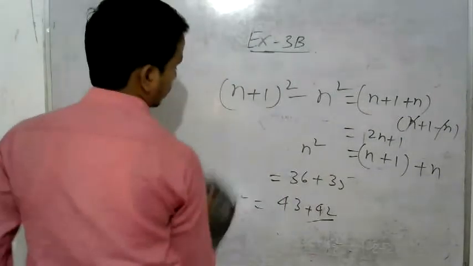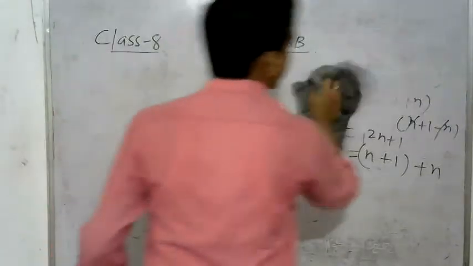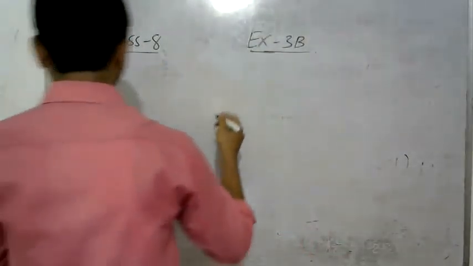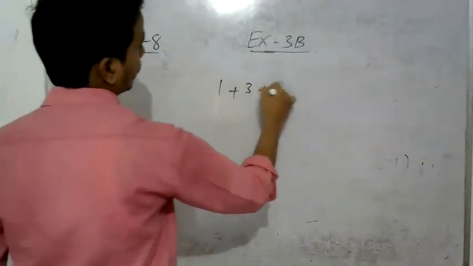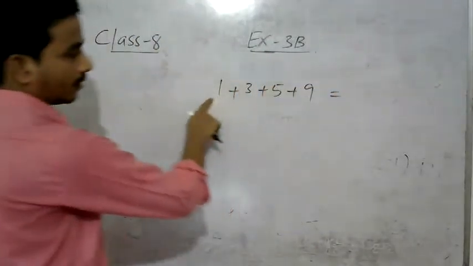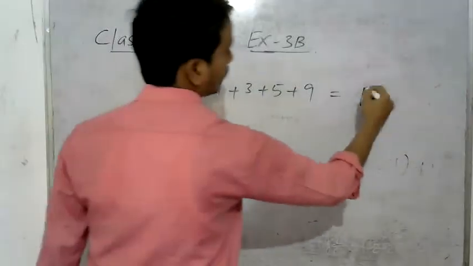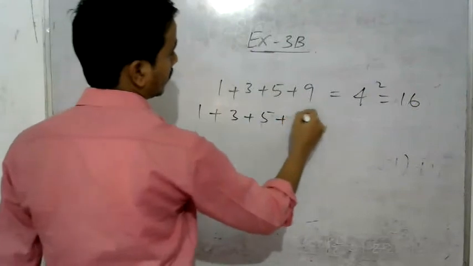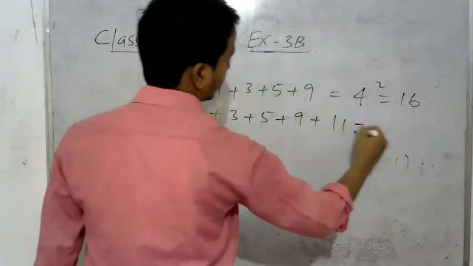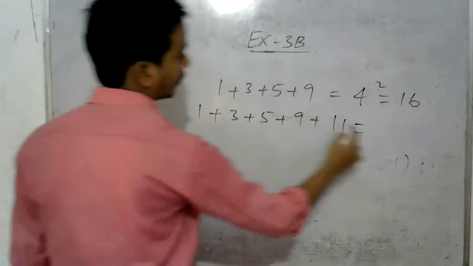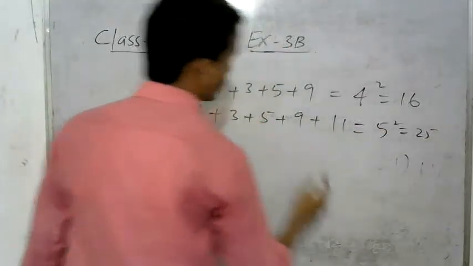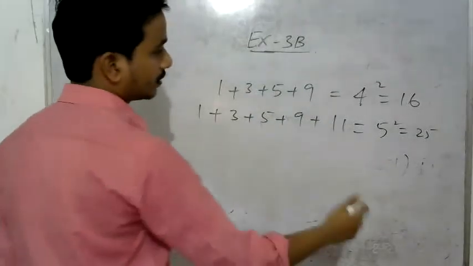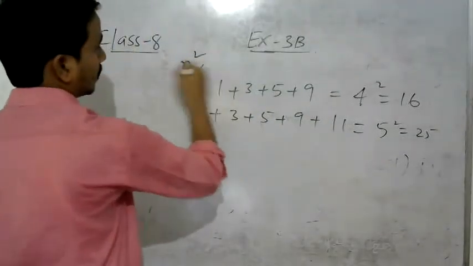Now the next property is the sum of first n odd natural numbers. For 1 plus 3 plus 5 plus 7, how many odd natural numbers are there? 4. So it will be equal to 4 square, you will get 16. For example, 1 plus 3 plus 5 plus 7 plus 9. How many natural numbers are there? 1, 2, 3, 4 and 5. So it will be 5 square, 25. The sum of first n odd natural numbers is equal to n square.